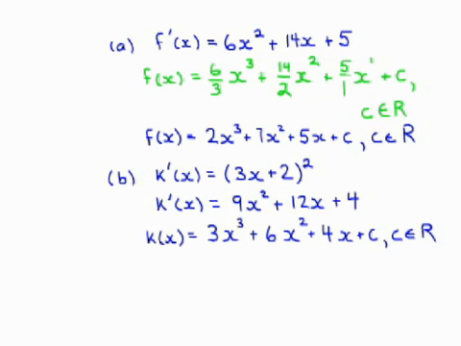where c is an element of real numbers. So if you're not sure if you've done the anti-differentiation correctly, remember that all you have to do is take the derivative of k of x, and if you get k prime of x, you know you've done the question correctly.